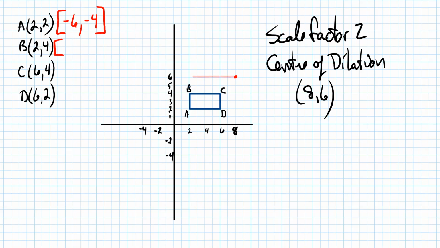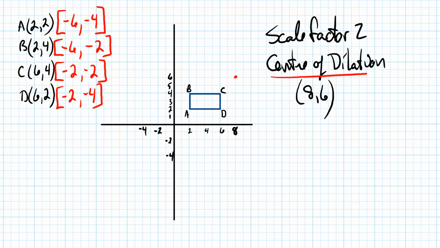Vertex B is negative 6, negative 2. Vertex C is negative 2, negative 2. And vertex D, negative 2, negative 4. So those are the vectors from the center of dilation to each of the current vertices. Now what we need to do is to look at our scale factor and multiply each of those vectors to get the vector that will get us to each of the vertices on the image.